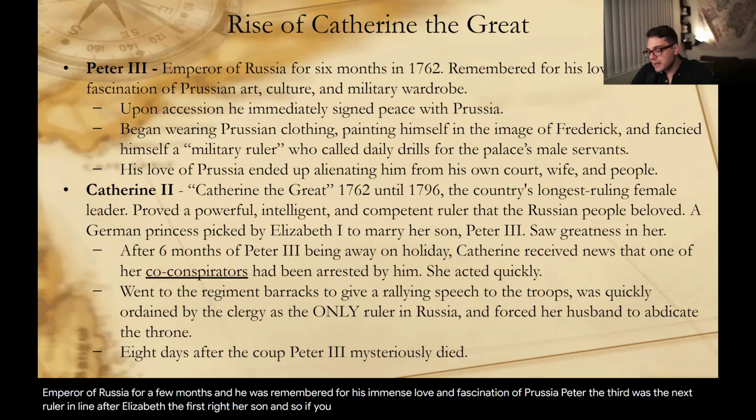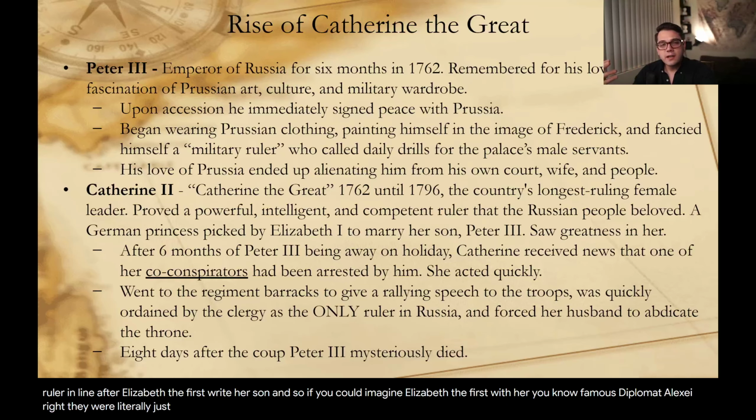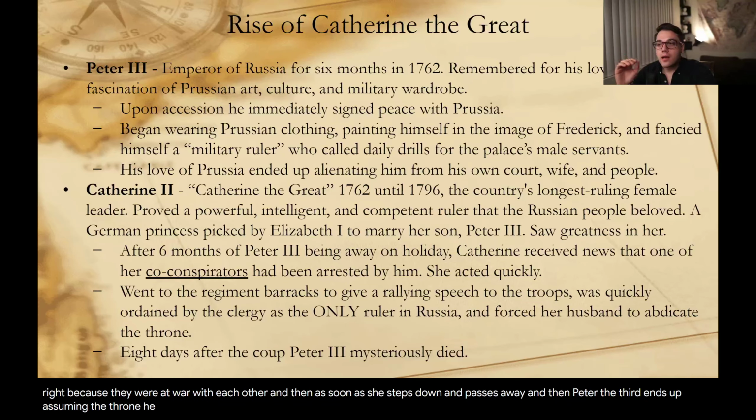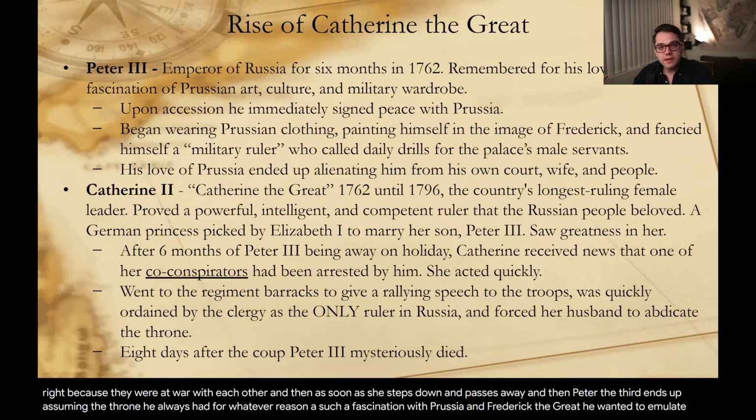And so if you could imagine Elizabeth I with her famous diplomat Alexei, right? They were literally just fighting on the borders of Europe, trying to expand Russian policy. They had a very anti-Prussia policy, right? Because they were at war with each other. And then as soon as she steps down and passes away, and then Peter III ends up assuming the throne, he always had, for whatever reason, such a fascination with Prussia and Frederick the Great. He wanted to emulate himself as Frederick the Great.